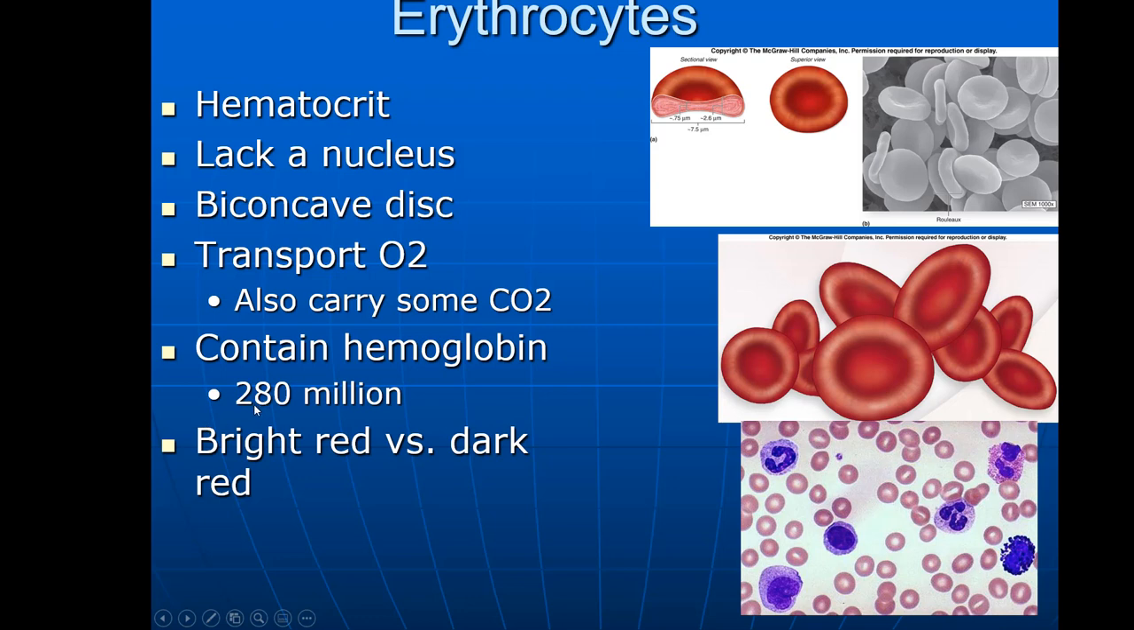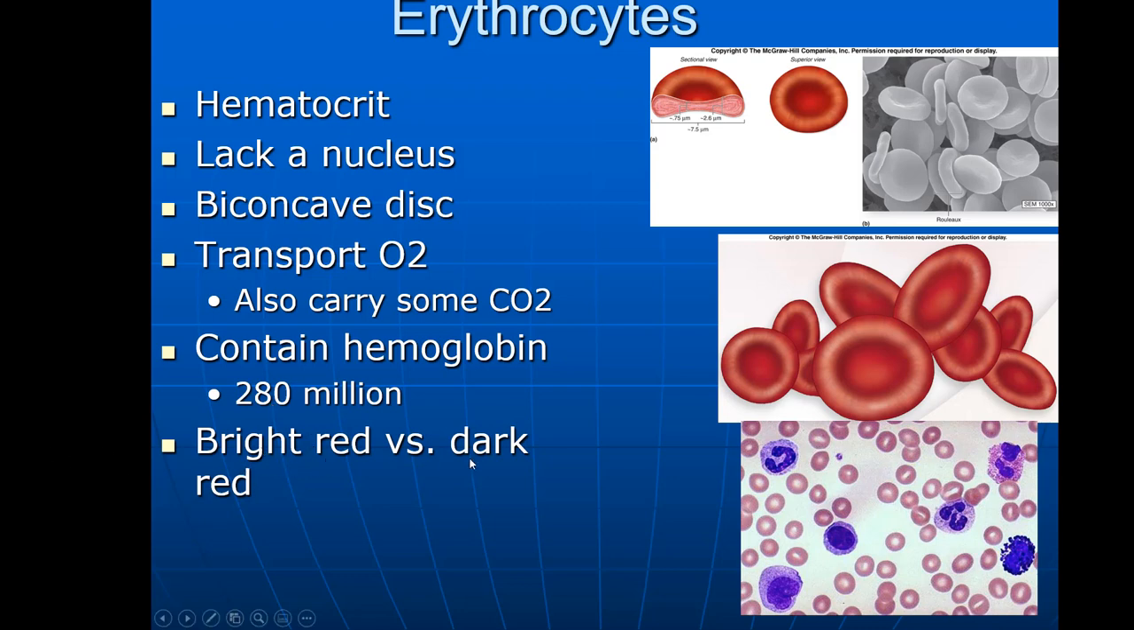Each red blood cell has about 280 million molecules of hemoglobin. So we have a huge ability to carry oxygen through the body because we have so many red blood cells and so much hemoglobin per red blood cell.